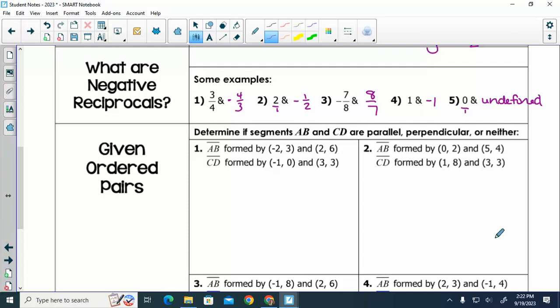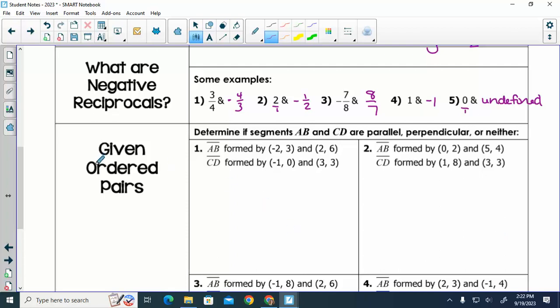What kind of line has a slope of 0? Remember our HOY and VUX, horizontal. And then what kind of line has a slope undefined? Vertical. And horizontal and vertical would make a right angle. Okay.